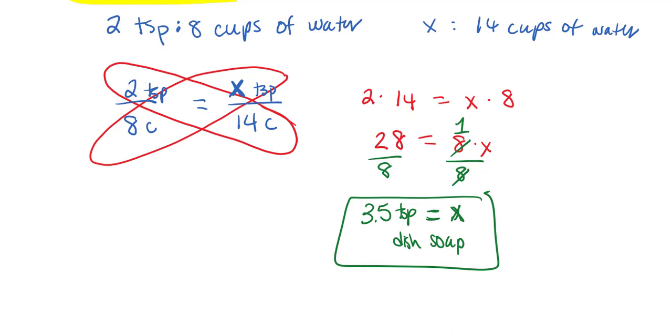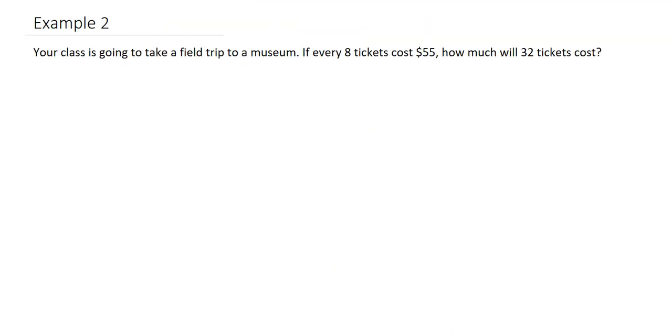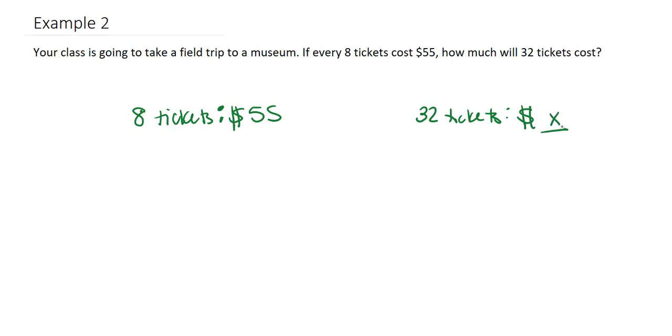Now let's go ahead and look at the last example. Example 2, your class is going to take a field trip to a museum. If 8 tickets cost $55, how much will 32 tickets cost? So once again, we can use this as a proportion problem to solve. We have 8 tickets for $55, so we can think of this as a ratio that will eventually convert to a fraction. Then we're looking for 32 tickets, and we're looking for that price. So that would be our X.